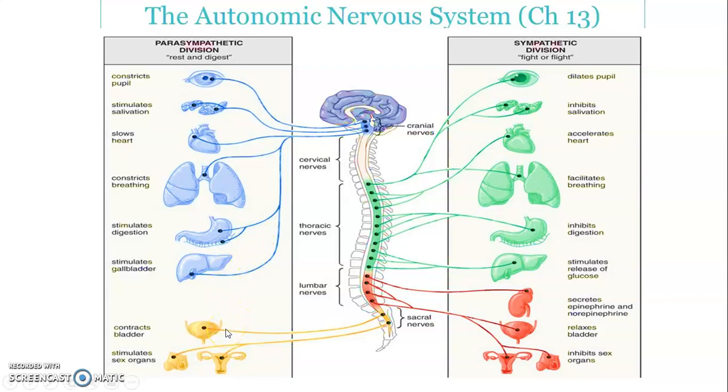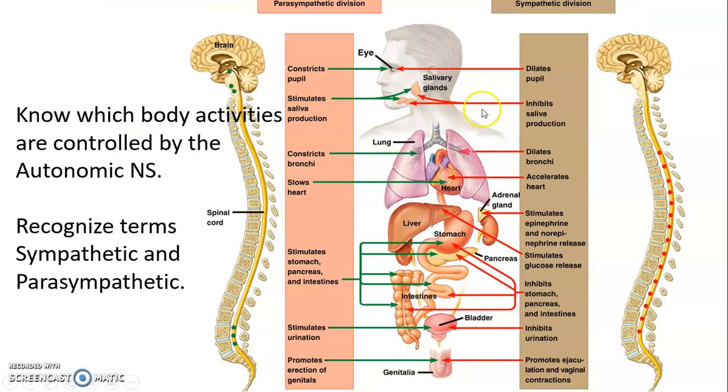This represents the urinary bladder. I know that seems weird, but urination actually is kind of like breathing. Some aspects of it are voluntary and some are involuntary. Anyway, and then sex organs. So these are all the organs that in some way are controlled by the autonomic nervous system. And I think that's it. If this picture helps you a little bit more, this is the same idea, just another image of it.